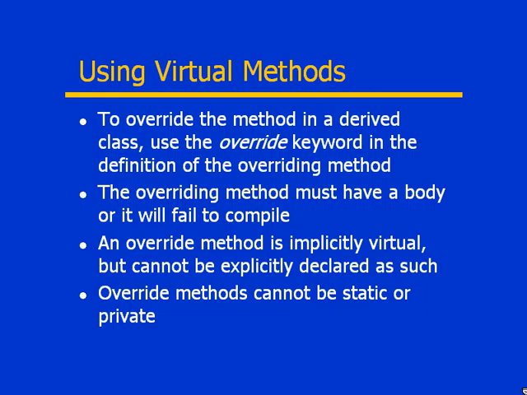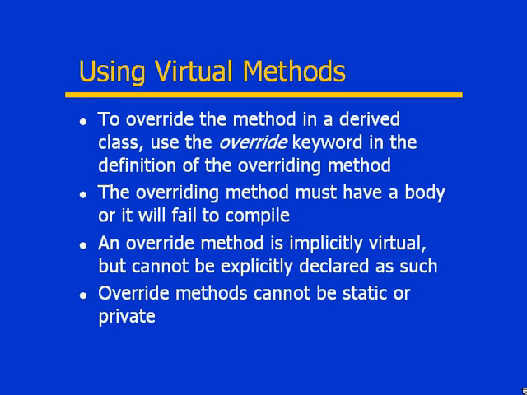On the side of the derived class, if you wish to override a method in the derived class, we use the keyword override. The override keyword in the derived class definition allows you to identify the fact that this is an overriding method of a virtual method in the base class. Once again, if you have an overriding method, it must have a body. So you can't override a virtual method with no implementation. It has to have an implementation or it will fail to compile.